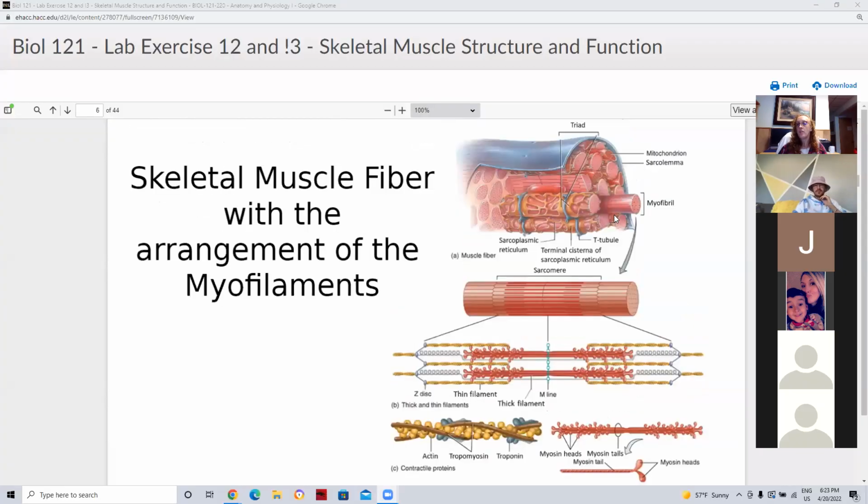So looking at a myofibril, it's sarcomeres attached end to end along the whole entire length of the myofibril. Within the myofibrils, we have the arrangement of the actin and the myosin, the thin myofilaments and the thick myofilaments. And they're attached to the Z discs.